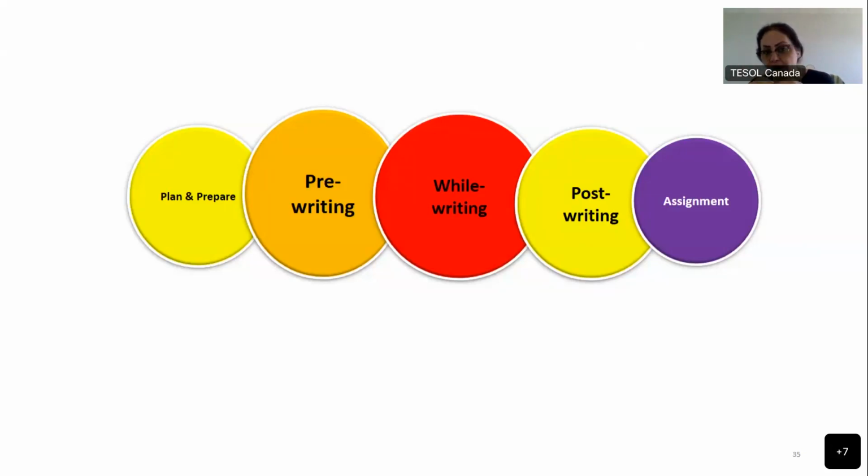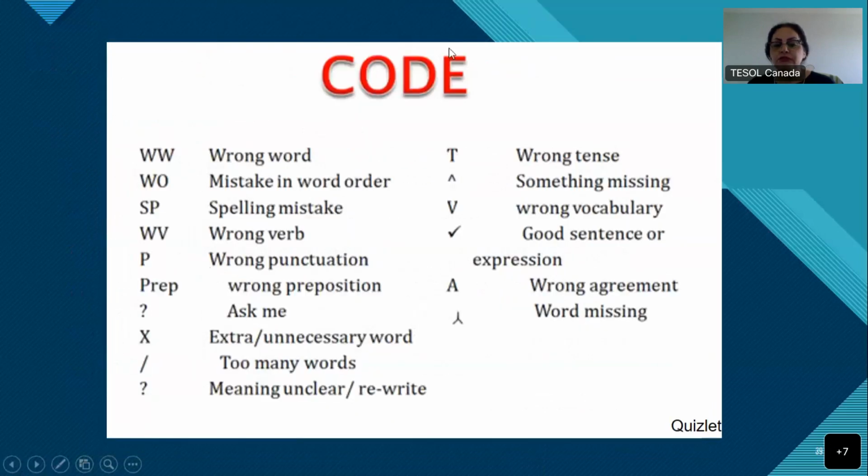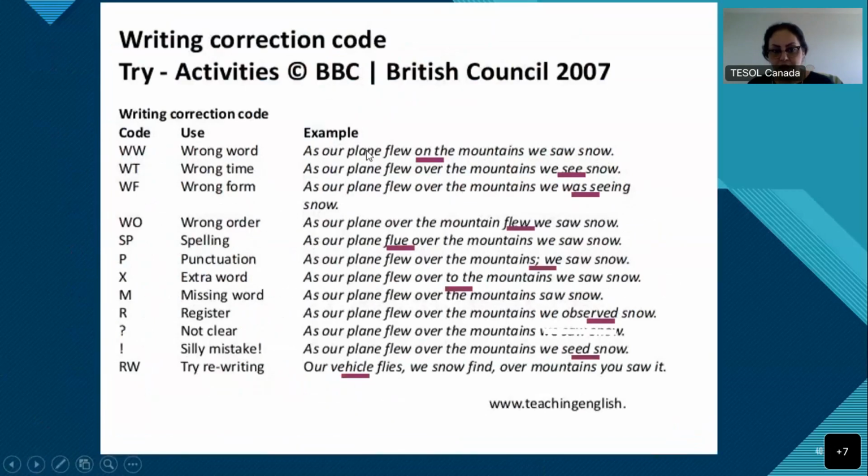Post is the part where they publish and give it to you to check. Before they hand it to the teacher, they can swap it and edit each other or give ideas on each other's writing. But for checking the writing, remember, it's much better to use correction codes like this. So you say, for example, wrong word. You underline it and say wrong word.